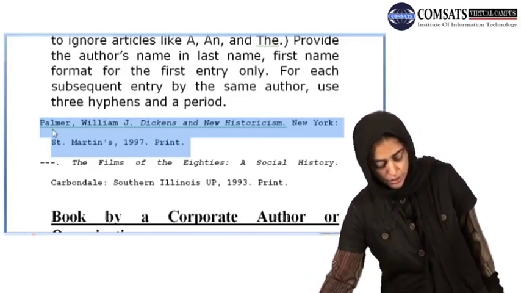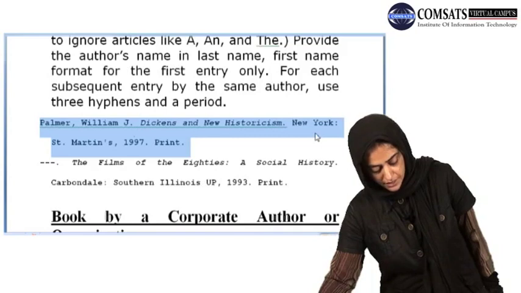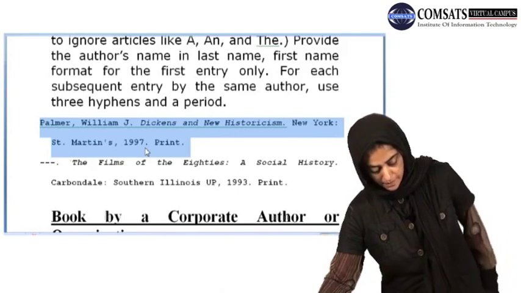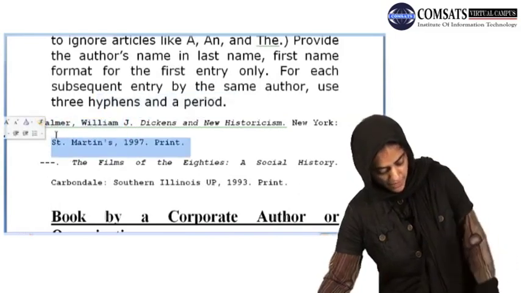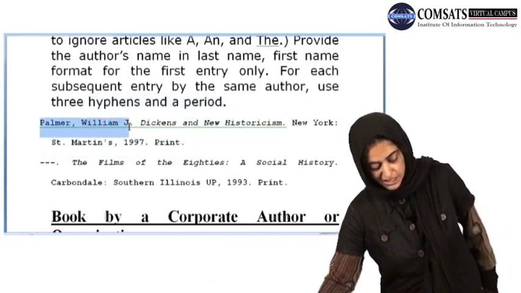This is Palmer, William J. The name of the work is Dickens and New Historicism. New York: St. Martin's, 1997. Print. First here, dear students, this is the name of the author, following the last name, first name format. Have a look, I'm highlighting it for you on the screen.